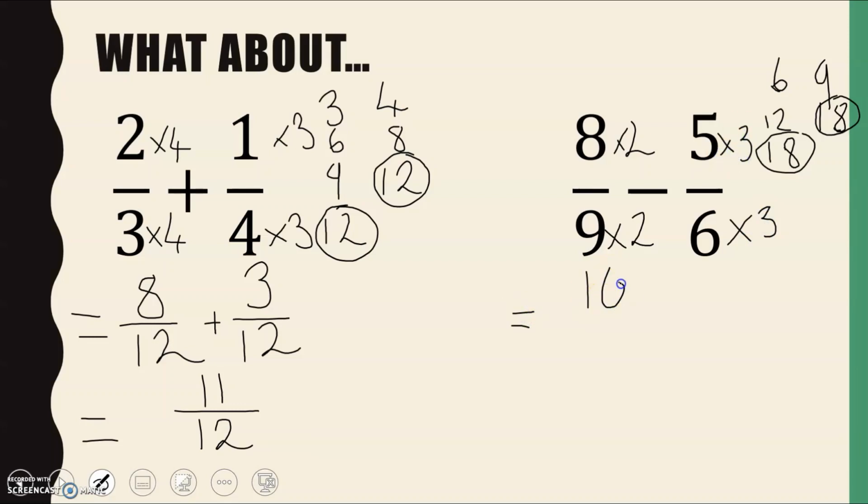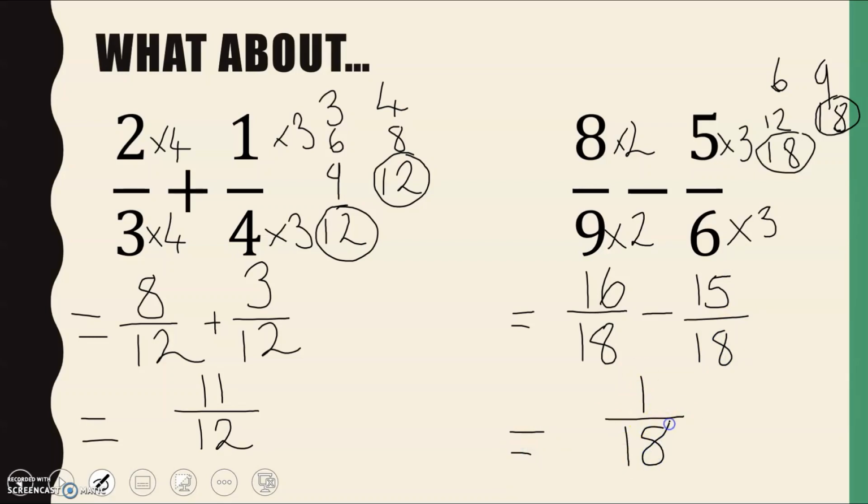8 2s are going to give me 16, 9 2s give me that 18, and then 5 3s are 15, 6 3s are 18. I have the same denominator, so 16 take away 15 is 1, and 18 stays as it is for my final answer. So hopefully that makes a bit of sense there, and you can do exactly as I did and lay out your different times tables to find the smallest number that is in both times tables.